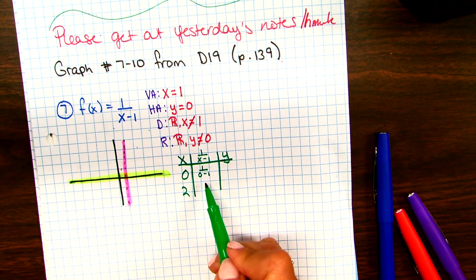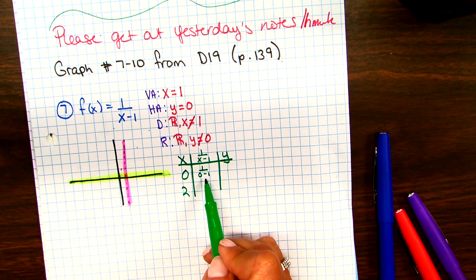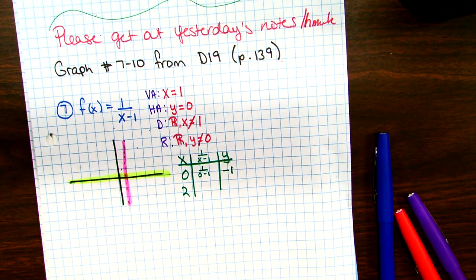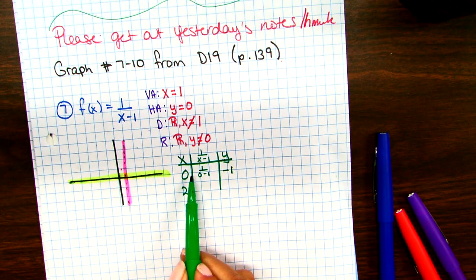I'm not showing all the work. It's just nice to have a little bit of work there. 0 minus 1 is -1, and 1 divided by -1 is -1. So what that means, let's go ahead and just plot that point. I'm going to have a point at 0, -1.